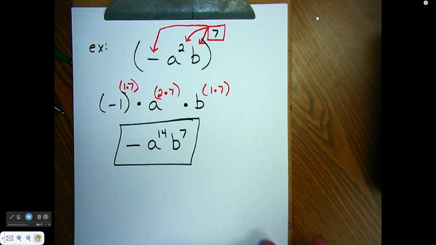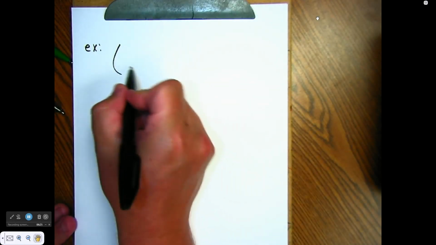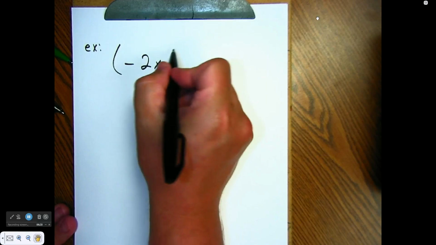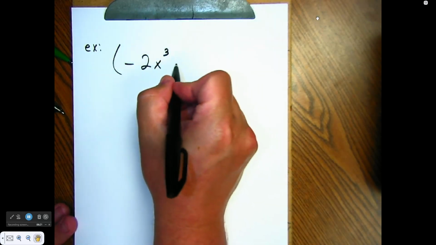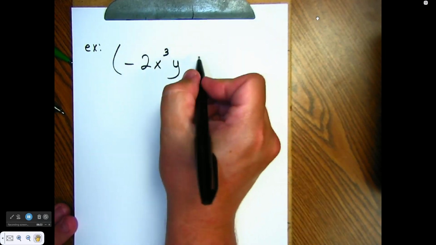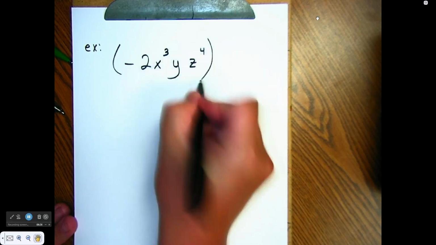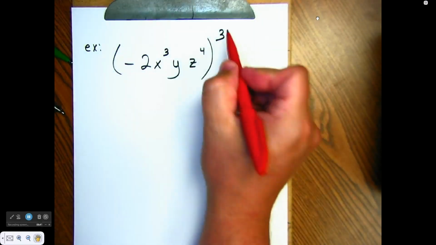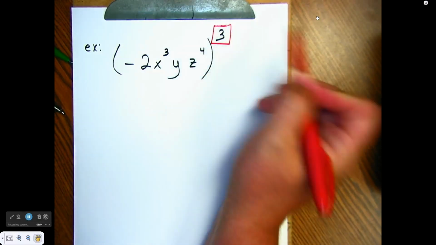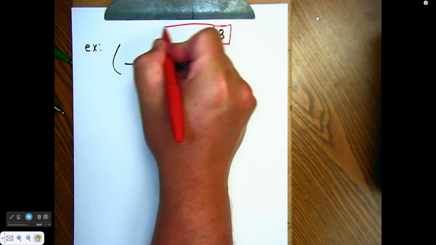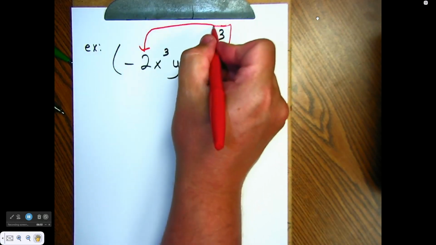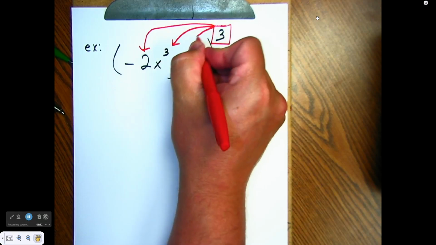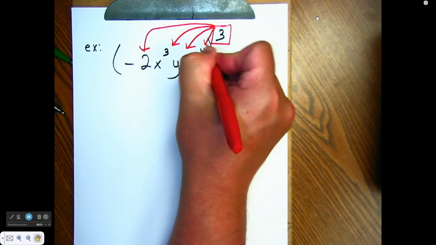Let's look at another example. The quantity -2x to the 3rd power, y to the 1st, z to the 4th, all raised to the power of 3. This outer exponent of 3, according to the power rule, will affect this -2. It will affect this x to the 3rd. It will affect the y to the 1st. And it will affect the z to the 4th.